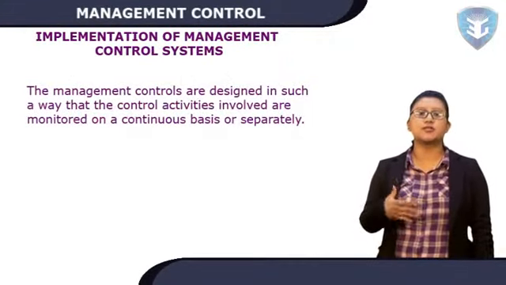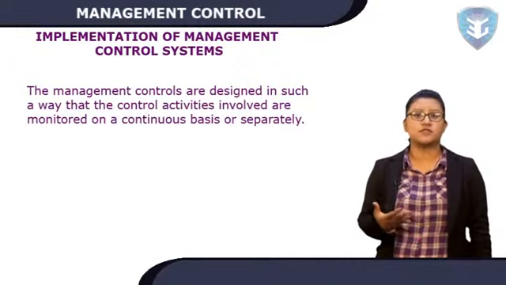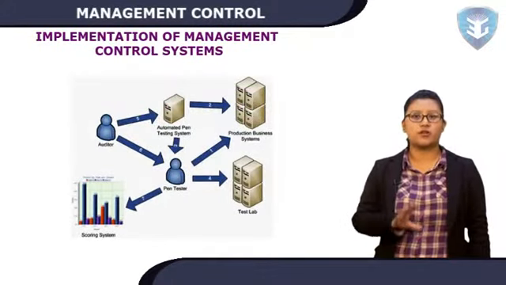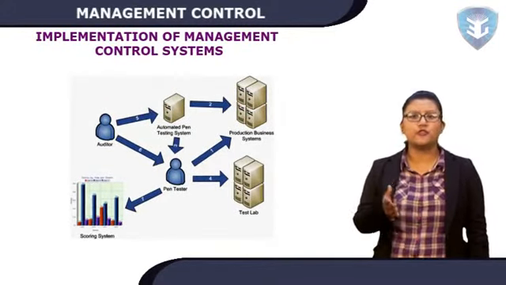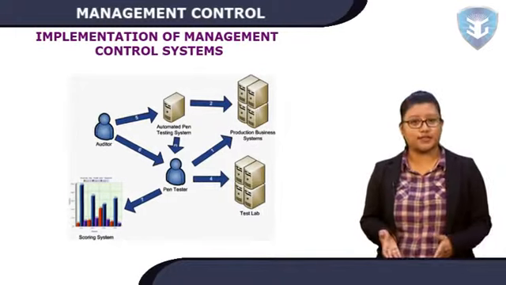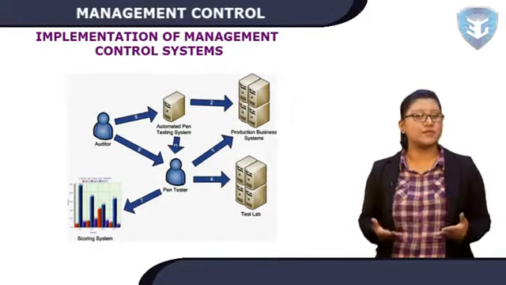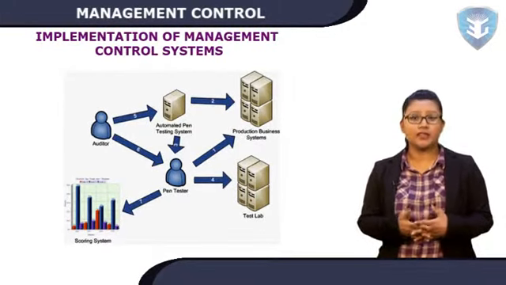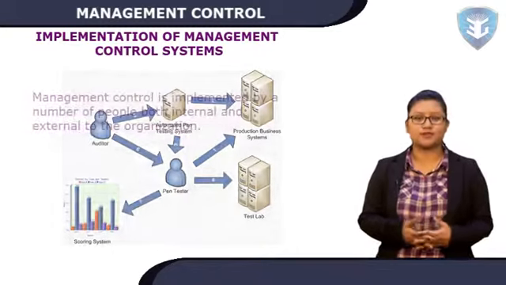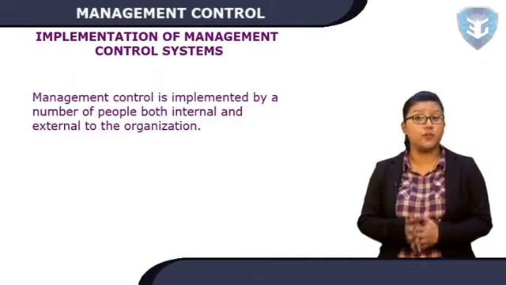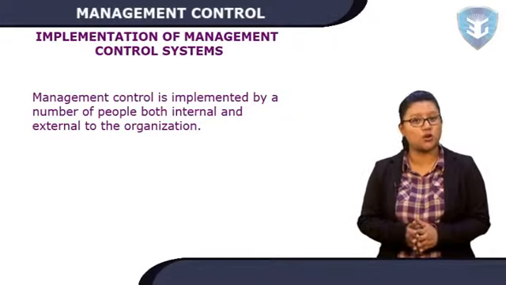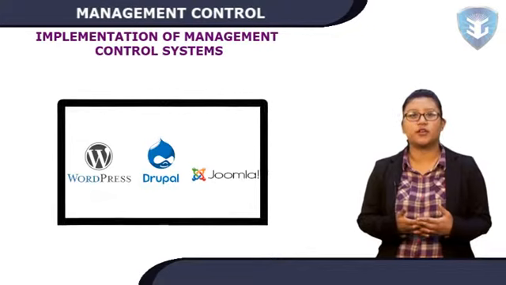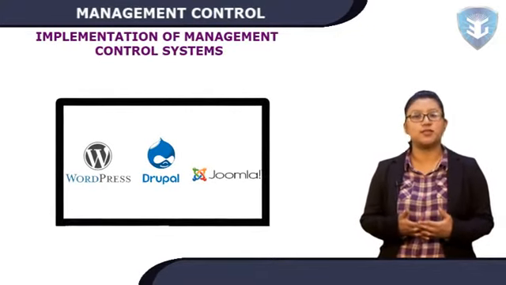The management controls are designed in such a way that the control activities involved are monitored on a continuous basis or separately. Continuous monitoring helps the organization by offering feedback on whether the control components are effective or ineffective. Separate assessment of activities helps in understanding the effectiveness of the control system as a whole and, in turn, of the continuous monitoring processes. Management control is implemented by a number of people, both internal and external to the organization. Each of them plays a different role and has different responsibilities toward the effective implementation of a management control system.